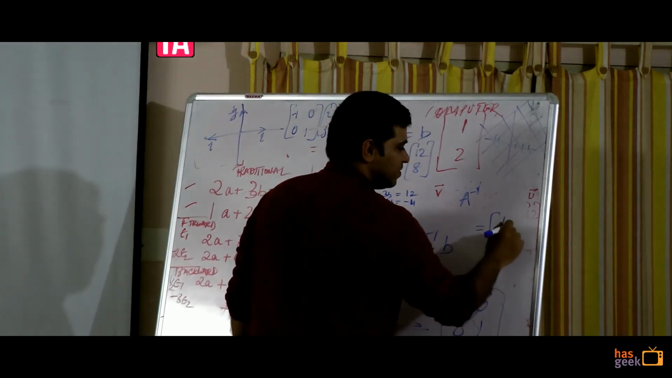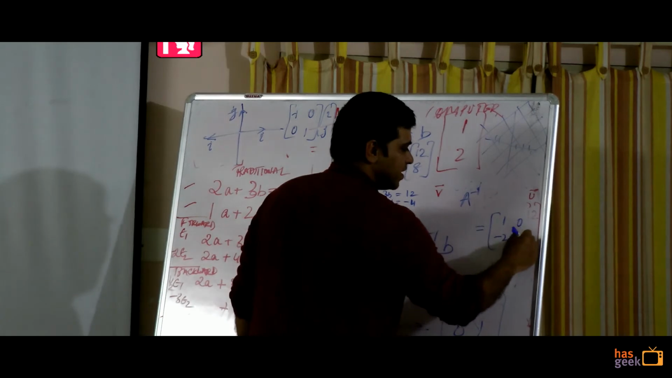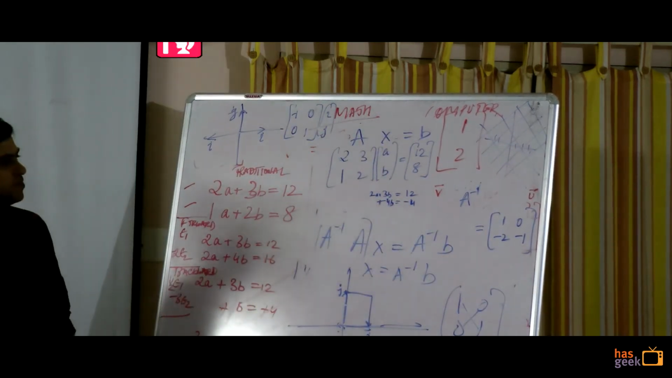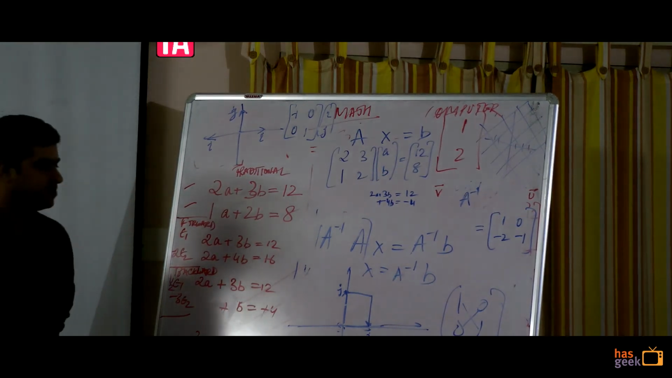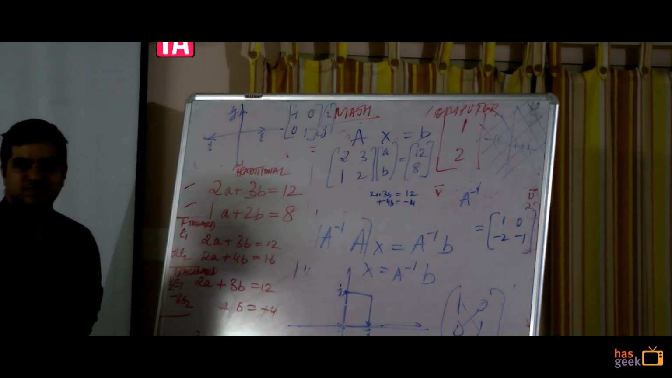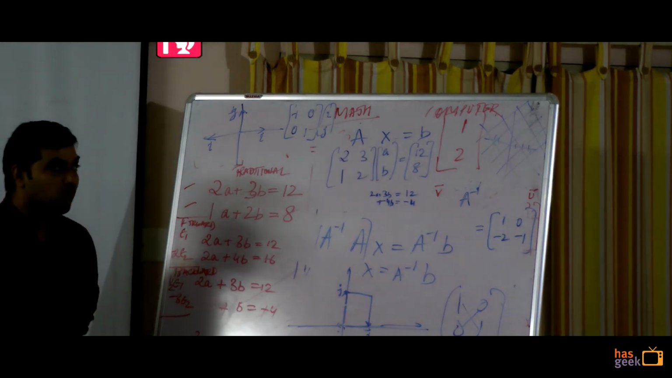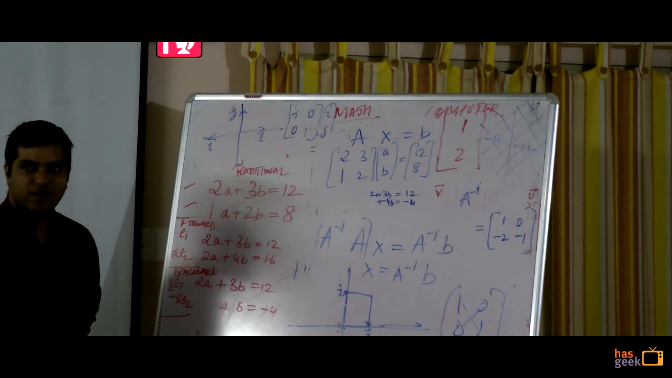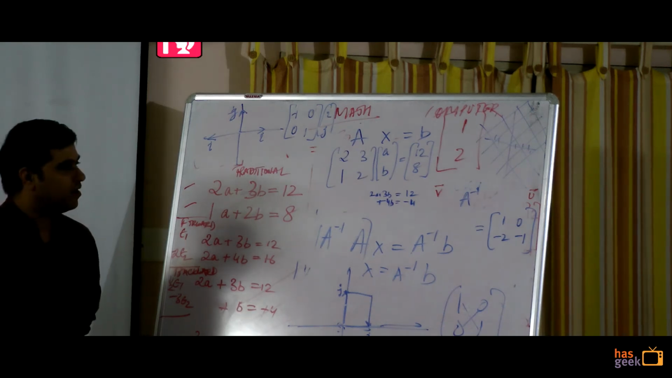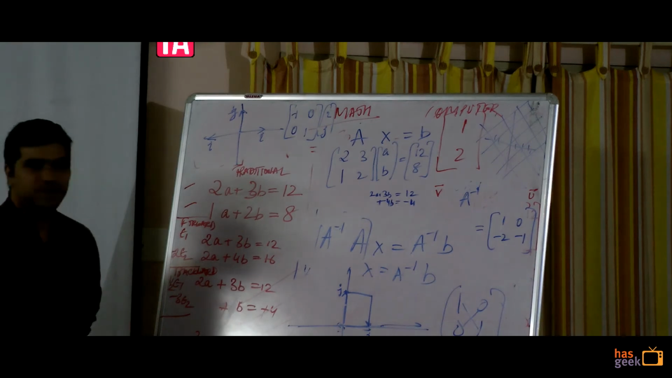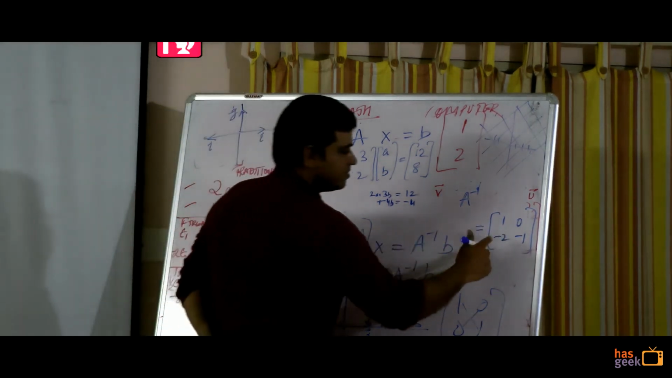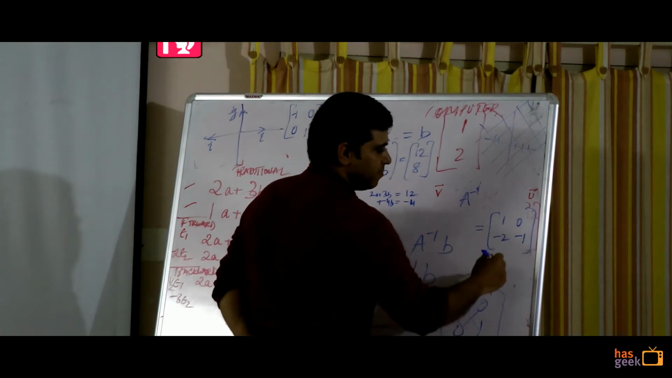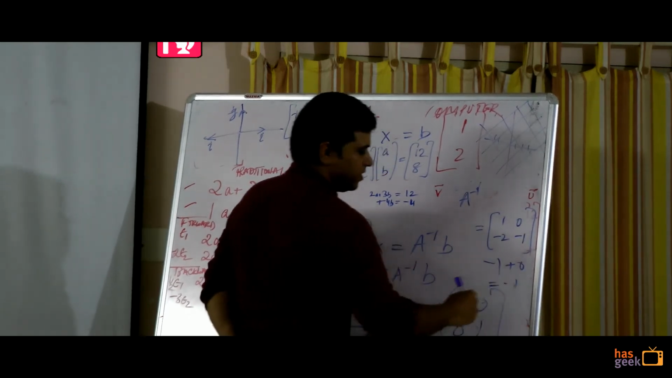1 minus 2, 0 minus 1. Why? It's minus 1, no? Is it plus 1? Why? I multiply this one into this, that's minus 1, and plus 0, that's minus 1.